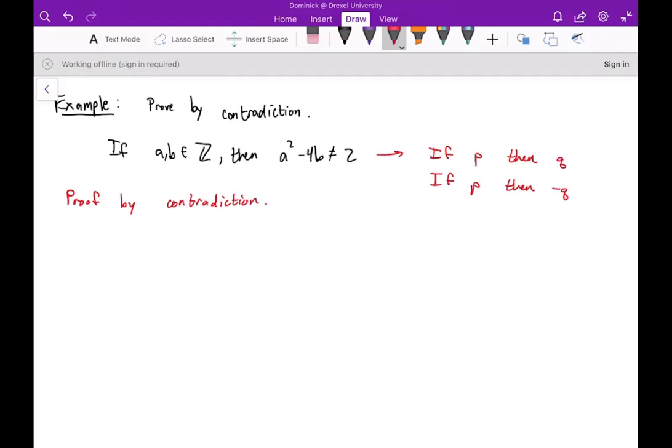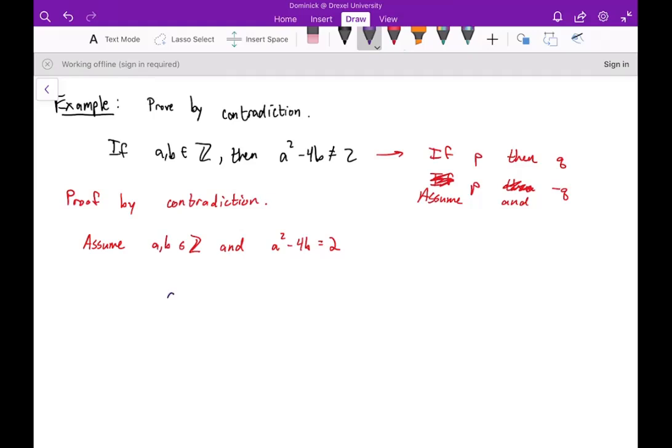So in this case, we're going to assume that a and b are both integers, and we're also going to assume P and not Q. And then we show some kind of nonsense. Now, the opposite of this statement would be that a squared minus 4b is equal to 2. Okay, so we want to show that we're going to get some kind of contradiction here, right? I think the most standard way to do this is to go ahead and solve for a.